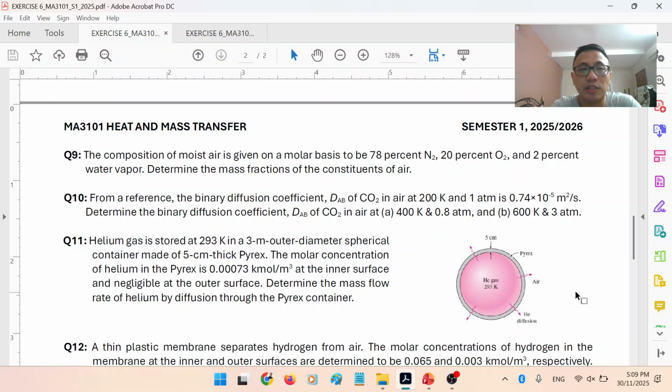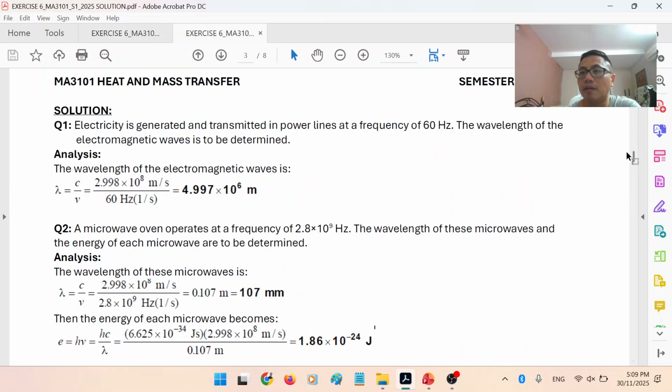Okay, let's look at question number 9. The composition of moist air is given on the molar basis of 78% of nitrogen gas, 20% of oxygen, and 2% of water vapor. Determine the mass fractions of the constituents of the air. Okay, let's look at the solution.